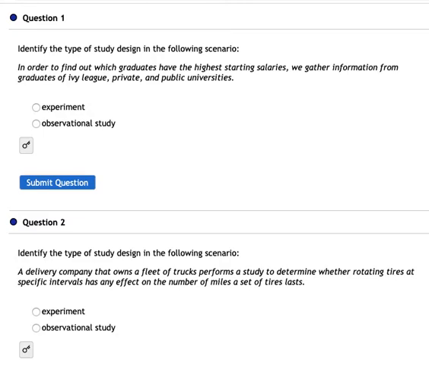These problems have to do with experiments and observational studies. So you have to know the difference between an experiment and an observational study. And I think of an observational study first. It's kind of exactly what it says. You observe. You're just standing back and you're watching.